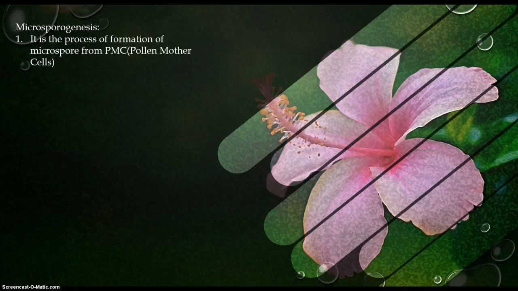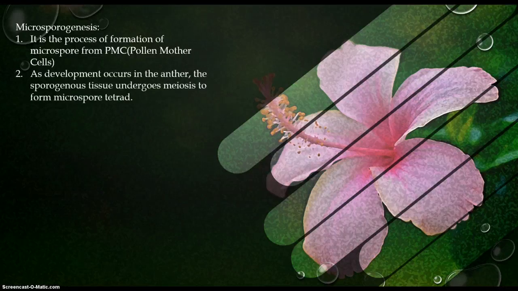Just like in the case of gametogenesis, what is it? The formation of the gamete from the diploid mother cell. Similarly, that process here is known as what? Microsporogenesis. Why? Because it proceeds from the microspore to the pollen grains. The process of formation of microspore from the pollen mother cell is known as what?